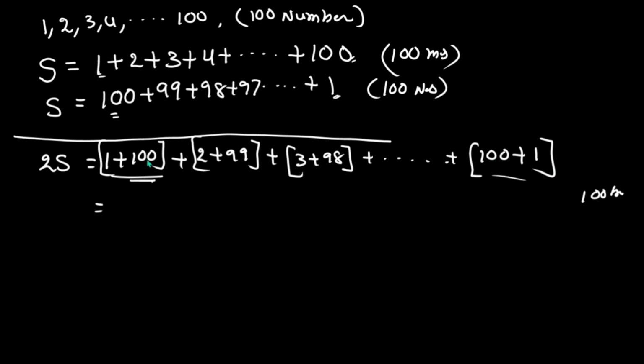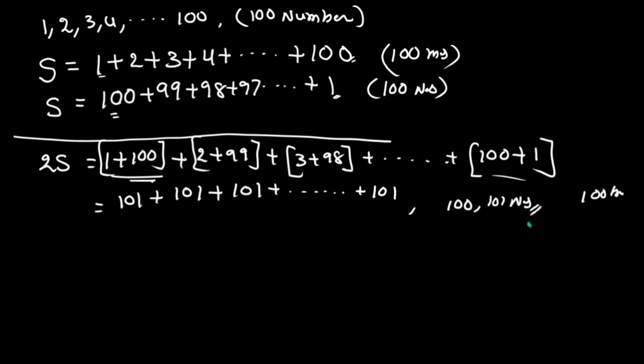Let's rewrite here. So 100 plus 1 is 101, plus 99 plus 2 is 101, plus 98 plus 3 is 101. So all are 101. The last one is again 101. So how many 101s do we have? We have 100 101s.